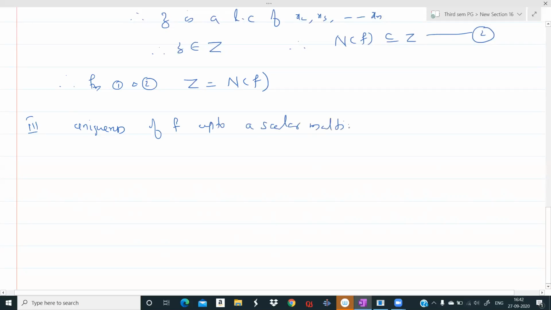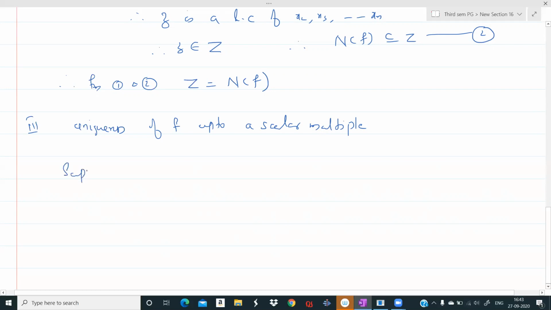That is, if Z is the null space of any other linear functional, we will show that that linear functional is a scalar multiple of f. That is what is meant by uniqueness of f up to a scalar multiple. F is unique up to a scalar multiple means multiples of f also have this property, and there is no other function besides that.